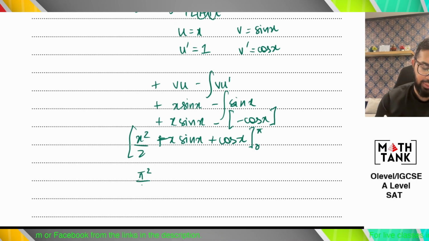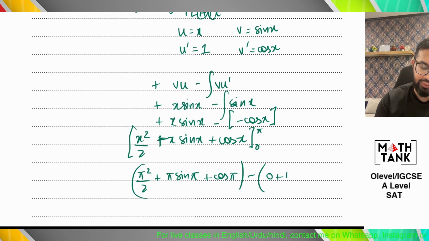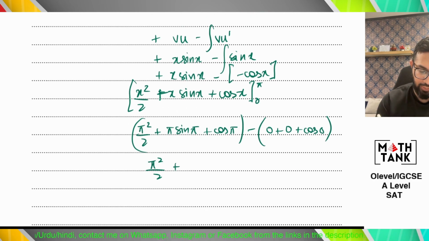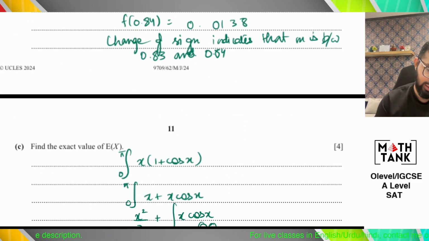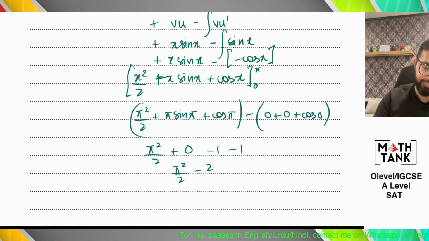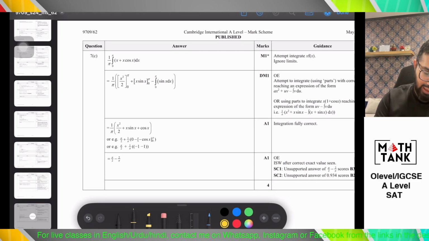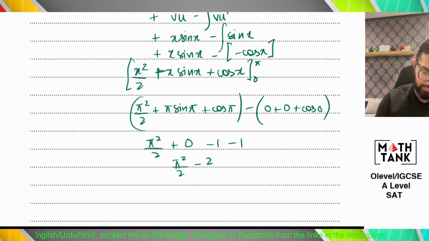So pi squared over 2 plus pi sine pi plus cos pi minus 0 plus 0 sine 0 plus cos of 0. Cos of 0 is 1, so that's what I need to be careful about. Pi squared over 2 plus 0 plus minus 1, so minus 1. And that's going to be another minus 1. That's pi squared over 2 minus 2. Is that what I'm looking for? That's pi over 2, not pi squared over 2.